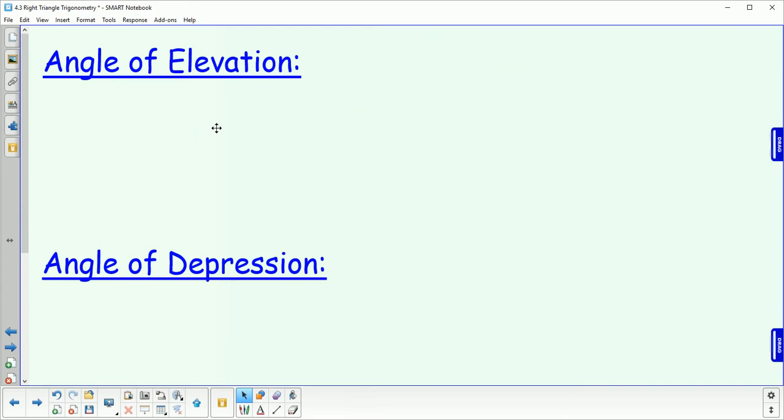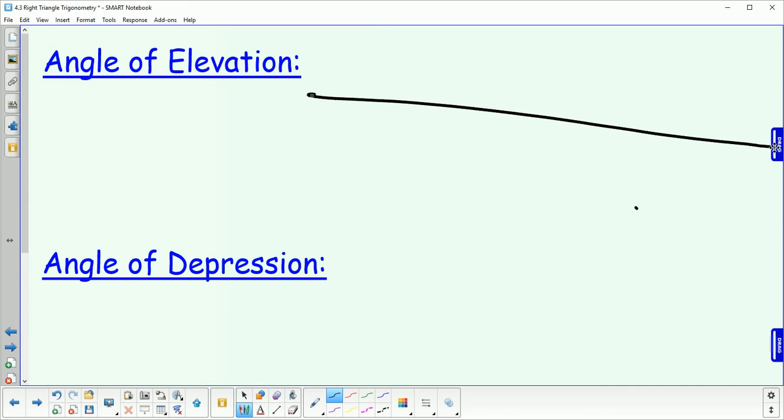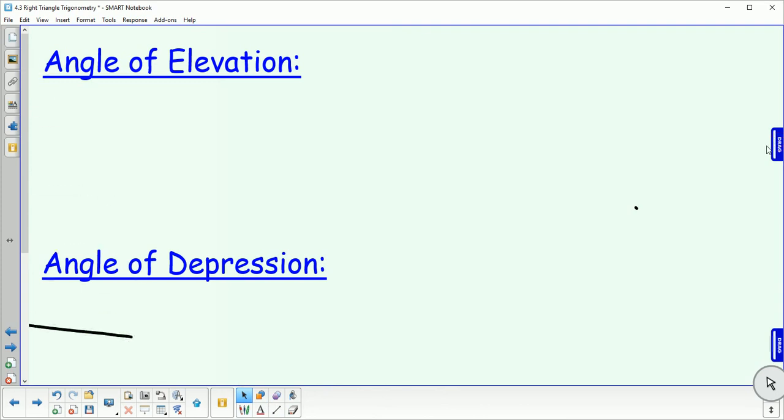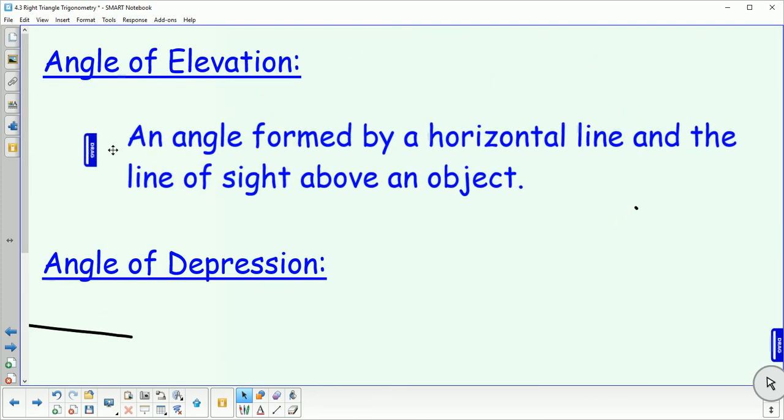And then finally, our definition of angle of elevation and angle of depression. This is going to be where we have some application problems that I was talking about. So angle of elevation is going to be looking from a horizontal line up. Horizontal line up. So if I can get that definition, there we go.